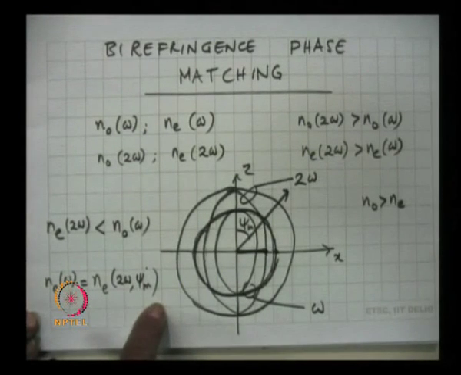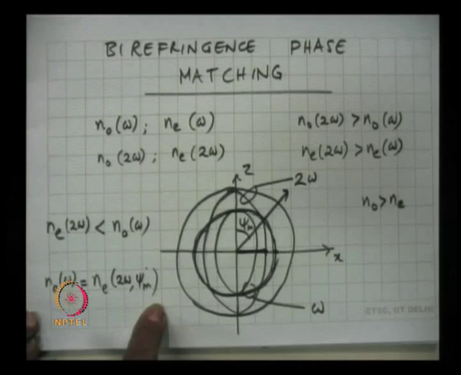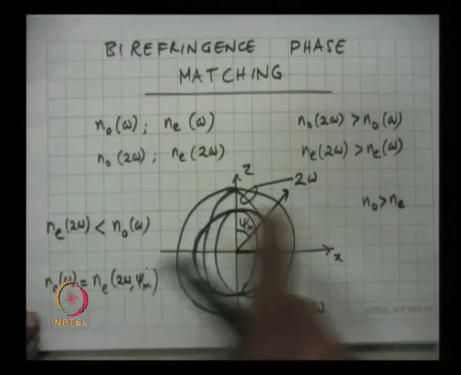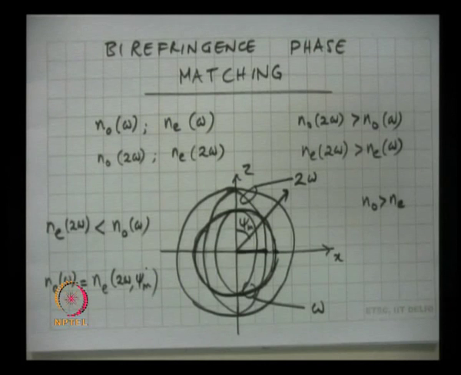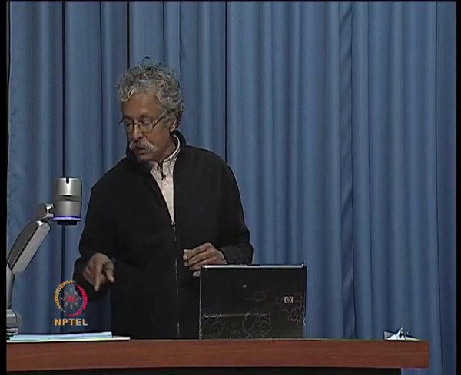There is a formula for this refractive index which depends on the angle psi. So there will be a special direction along which the refractive index as seen by the ordinary wave at frequency omega becomes equal to the refractive index as seen by the extraordinary wave at frequency 2 omega, and that means I can obtain phase matching. So, although there is dispersion, I am using the fact that there are ordinary and extraordinary refractive indices, and in this situation it is possible to achieve what is called birefringence phase matching, because I am using the birefringence of the crystal to achieve phase matching.